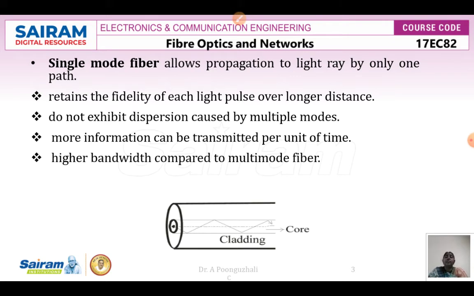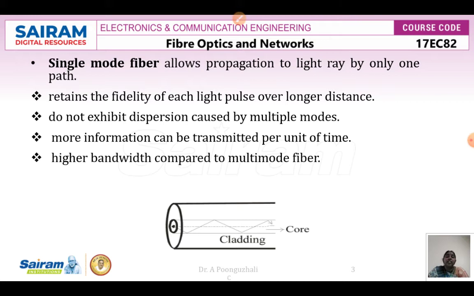Single mode fiber allows the propagation of light ray by only one path. That is, it is going to take only one path. The name itself tells single. Propagation of light ray by only one path is called single mode propagation. Since it is a single mode fiber, we are not going to have any other path. There are no delay differences and no dispersion occurring inside the single mode fiber.